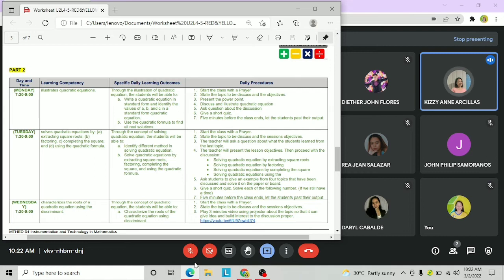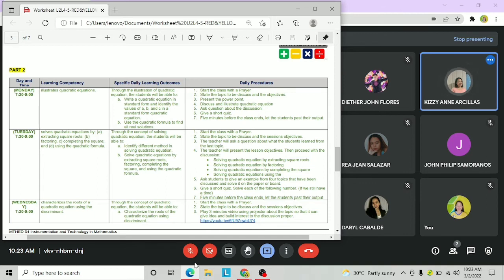So the second day we have Tuesday, the same time as well. The learning competency is to solve quadratic equation by, first, extracting square roots, second, factoring, third, completing the square, and the last one is using the quadratic formula. For the specific daily learning outcomes, through the concept of solving quadratic equation, the students will be able to, first, identify different methods in solving quadratic equation.